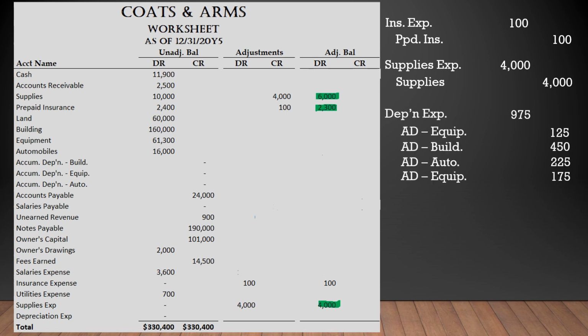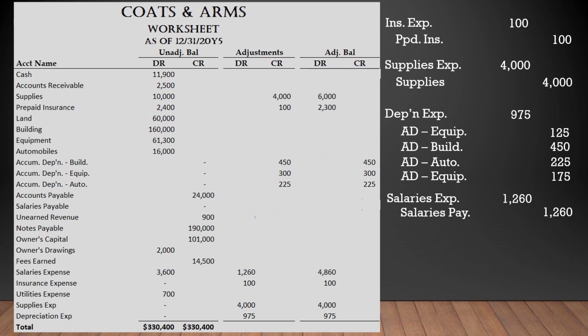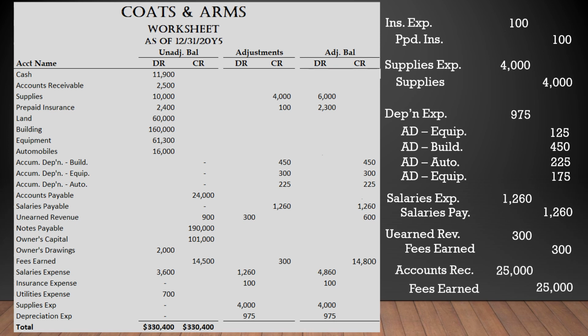Our depreciation adjusting entry puts a debit to depreciation expense, and a credit to our 3 accumulated depreciation accounts. Our accrual for unpaid salaries debits salaries expense and credits salaries payable. The adjustment for unearned revenue debits unearned revenue and credits fees earned. Finally, our accrual for the job we completed but haven't yet billed debits accounts receivable and credits fees earned.